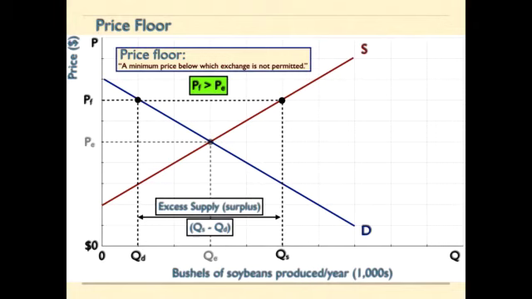For example, rent control or minimum wage will be considered price floors. The minimum wage law is a price floor and the rent control rates are a price ceiling. So realize that these are often parts of public policy debate in the United States.